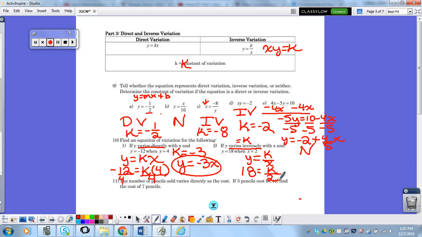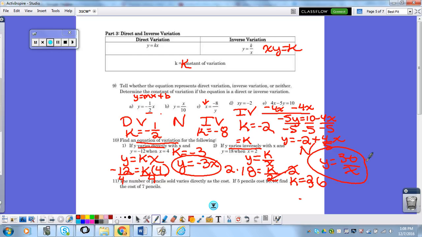So you need to find k by multiplying. K equals 36. So find k. Now we need to use k to write the equation. So y equals 36 over x. That is your equation of variation when y varies inversely with x.